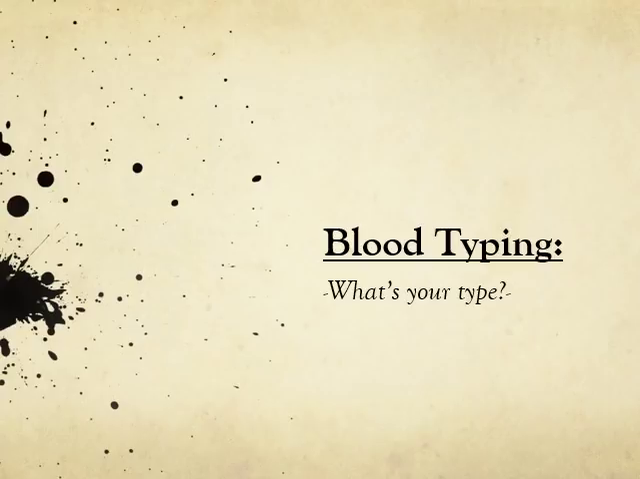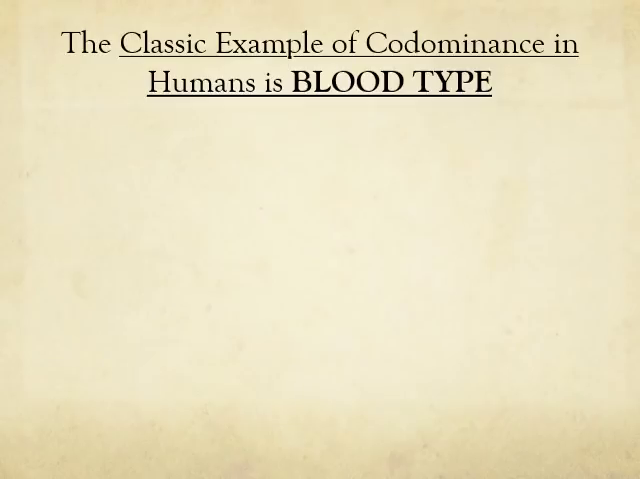Today, what we're going to be discussing is the concept of blood typing. Now, blood typing is actually a co-dominant trait. So what we're going to be looking at here is what blood typing is, what the different blood types are, and how to do a couple of problems relating to blood type itself. So without further ado, let's get started.